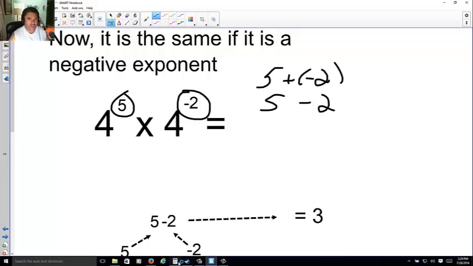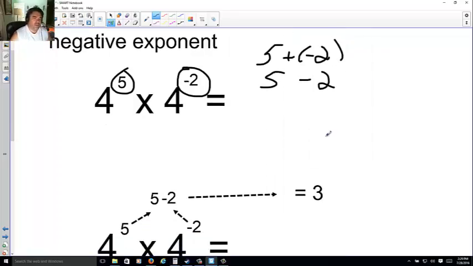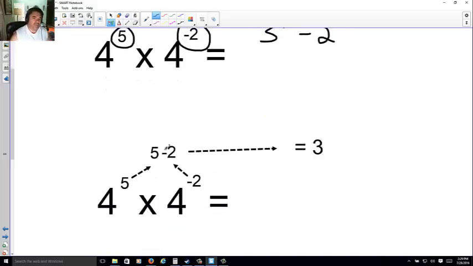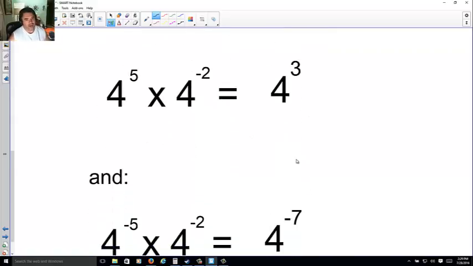Or if you want, you can just take your calculator and say, okay, well, I'm going to have 5 plus negative 2. This little calc has the negative sign here, so I can say 5 plus negative 2. Notice how that equals a 3 either way. So if you got to calc it out, do it, but just as long as you get it. Anyway, so 4 to the 5th plus 4 to the negative 2nd is 3. I might show you a shortcut later, but that's how.